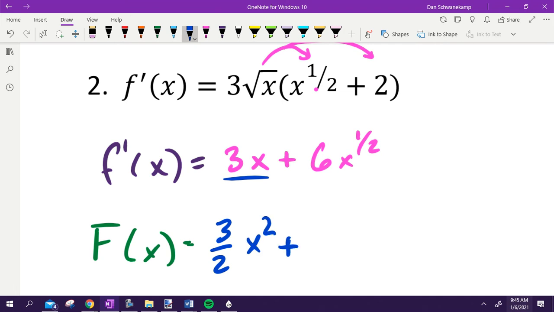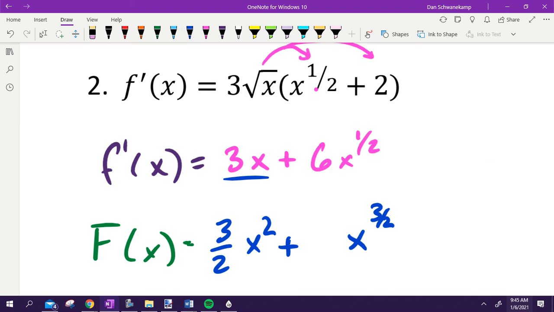Then I'm working on my next one. 6x to the 1/2 power. I am adding 1 to my exponent. So Dylan, what's my new exponent going to be? 3/2. Okay, think about what he's doing. He's taking 1/2 plus 1. So it's like plus 2 over 2. So 1/2 plus 2/2 is 3/2.